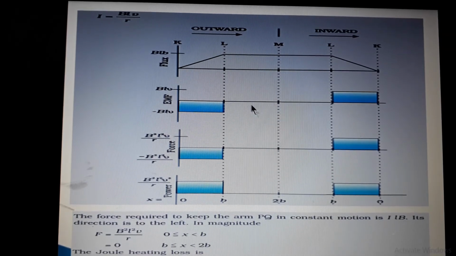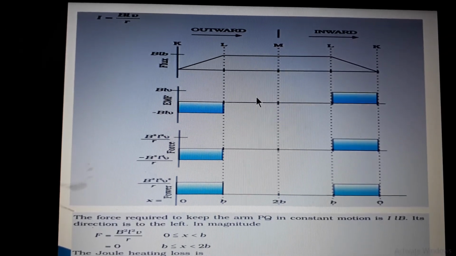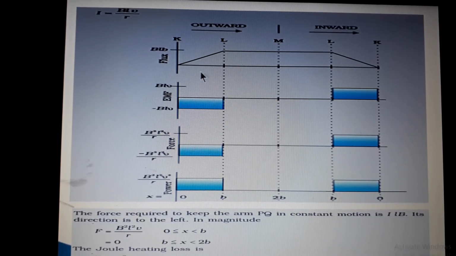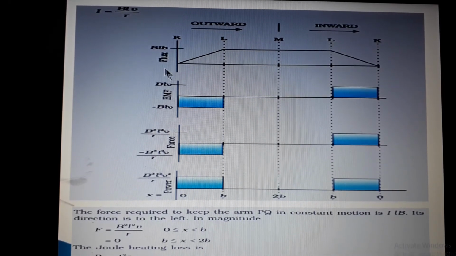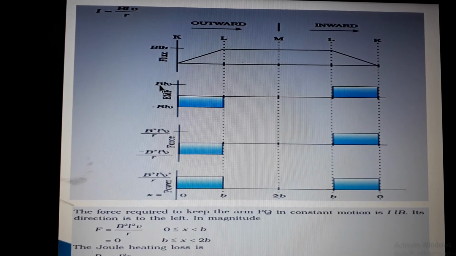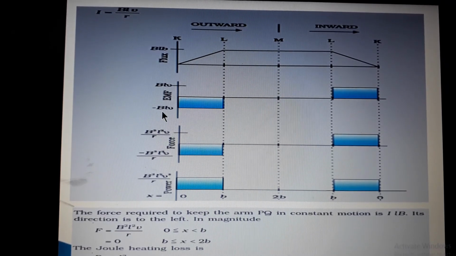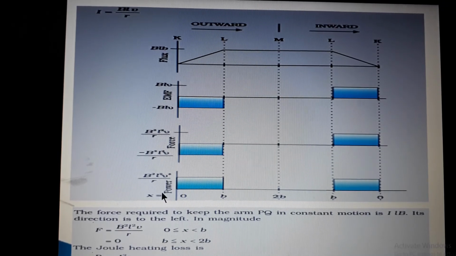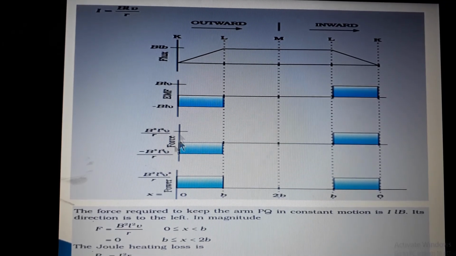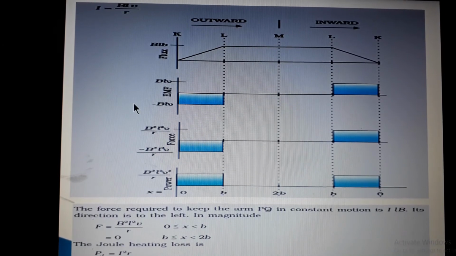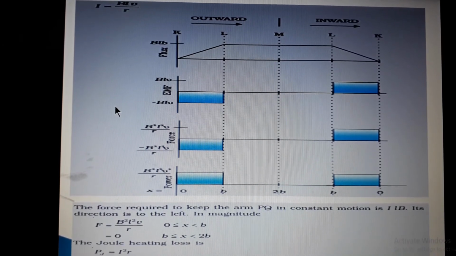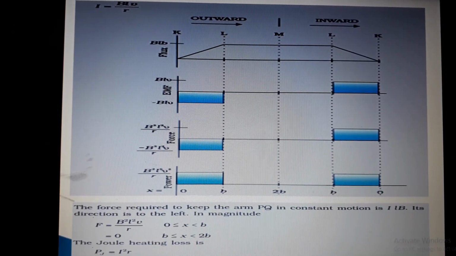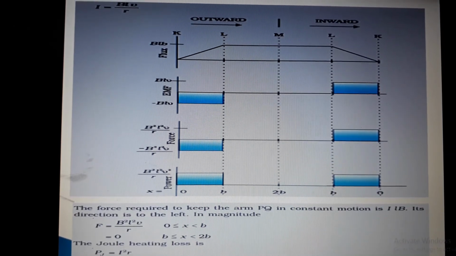Just understand how to draw this sketch. This is position on the x axis and flux phi on the y axis. Here we have EMF E, force F, and power P. So this is a very important example. In the next lecture I will explain the remaining topics of this chapter.